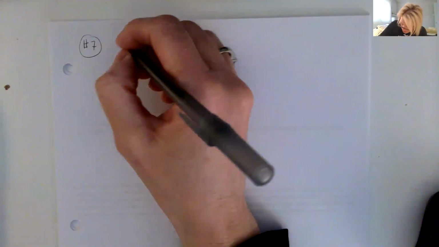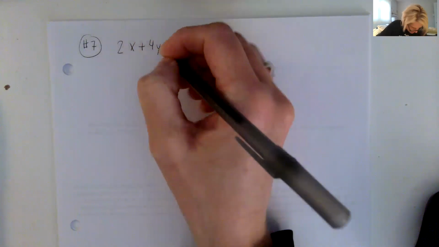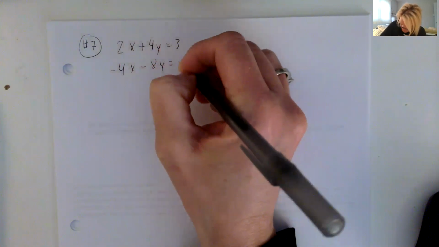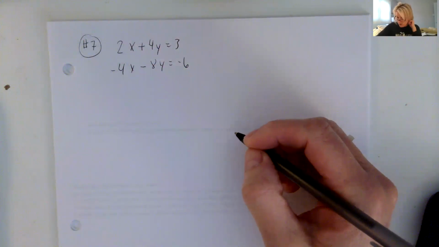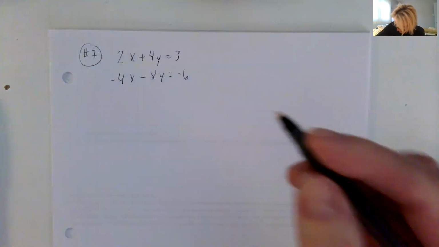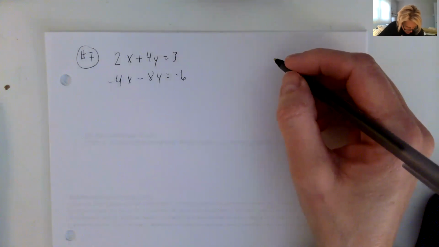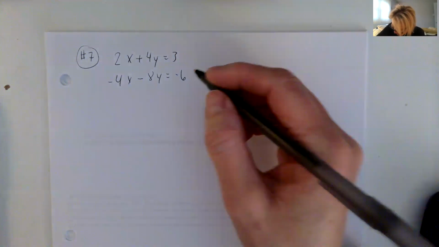Okay. So number 7 is the next one. 2x plus 4y equals 3, and negative 4x minus 8y equals negative 6. So this is back to solving the system, but it's only in 2 variables, so that's nice. And it looks like when you put it into Desmos, they are the same line. So that must mean that they are multiples of each other.